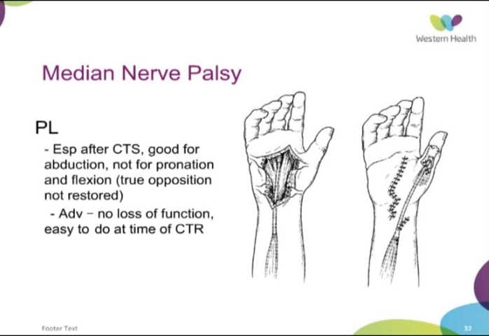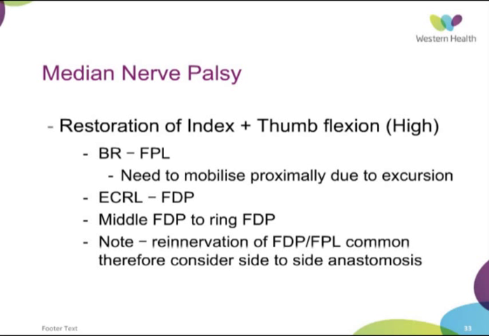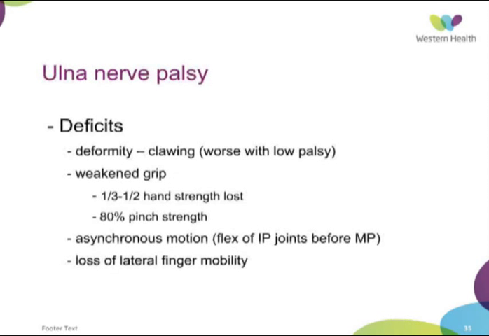When you want to restore index and thumb flexion, generally brachioradialis is used to flex pollicis longus and ECRL to FDP. However, with these two movements, generally reinnervation is pretty likely, so you want to do an end to side rather than an end-on-end anastomosis. So here's an example of these. Generally a tenodesis of the flexor tendons, and then you've got brachioradialis being attached to FPL.